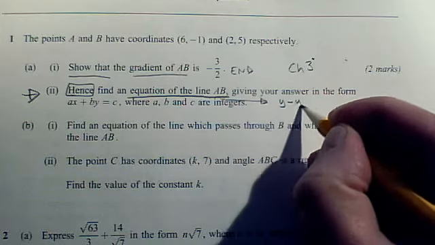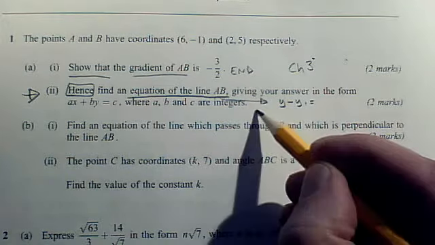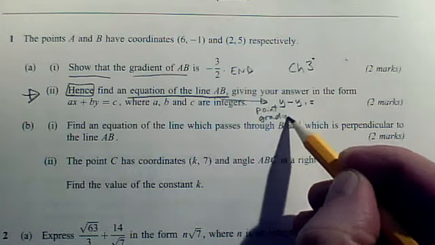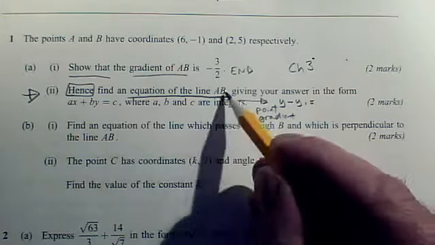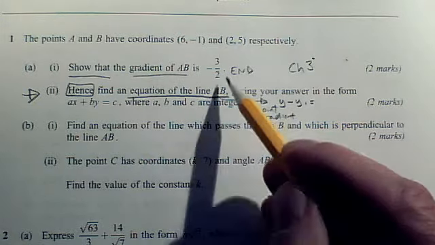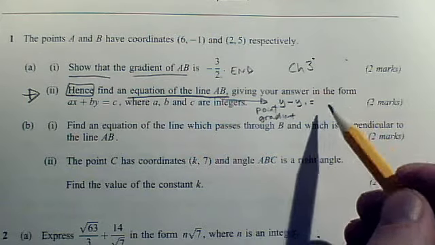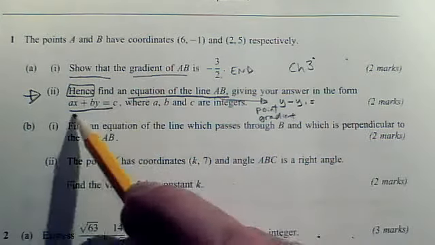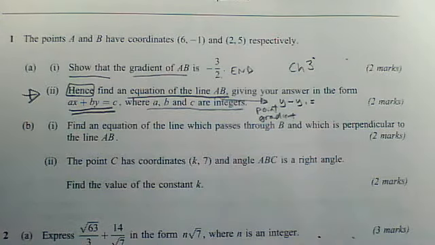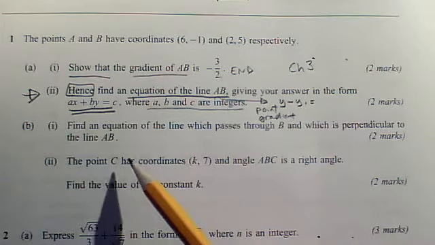It begins y minus y1 equals, and for that recipe you need a point and you need a gradient. So have we got a point on the line AB? Yes, we've got 2. Have we got a gradient for the line AB? Yes. So you slot those things into the recipe you learned in chapter 3 and make sure you give the answer in this particular form. A, B and C have to be integers. That means whole numbers. So get rid of any fractions by multiplying up if you need to.